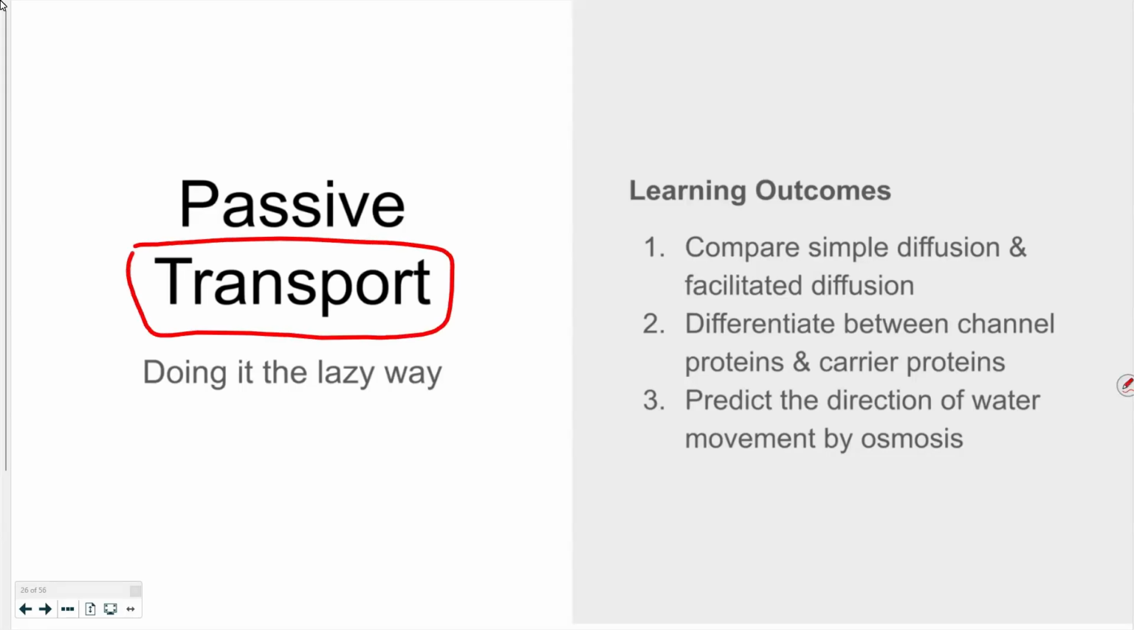And remember, when we looked back at that concept map, we said that we're going to talk about passive, we're going to talk about active, and we're going to talk about bulk transport. Okay, so here we are, we're going to spend this section talking about passive transport.